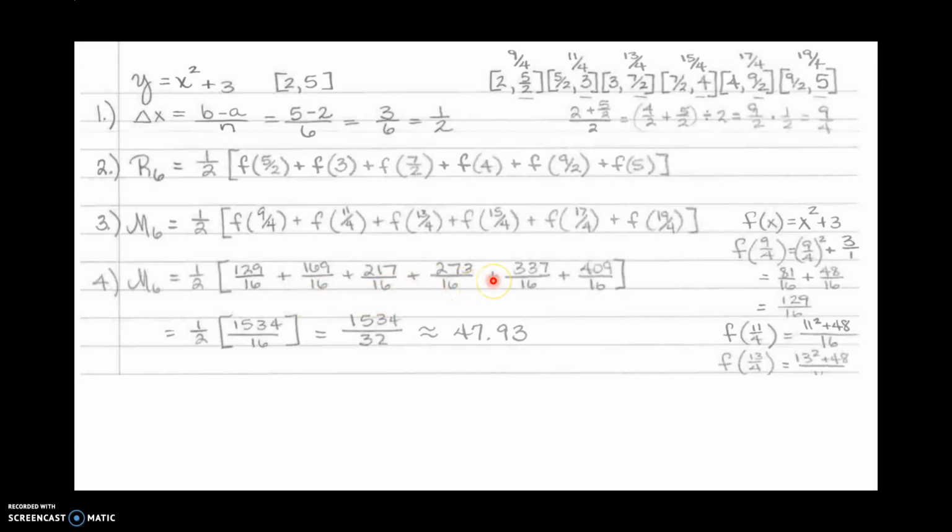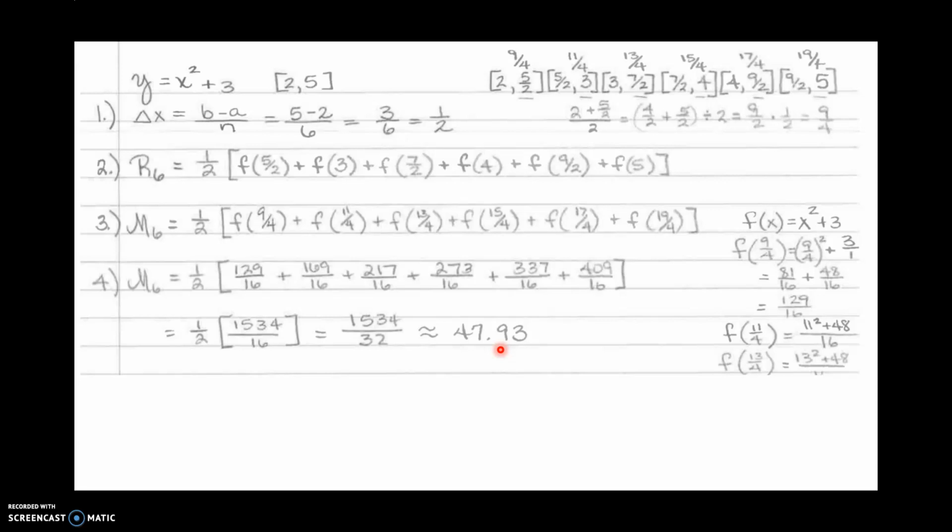And then, so we could just keep right on going. All right, and then I just added my numerators together there to get the 1,534 divided by 16. Don't forget to multiply by your change in x, that 1/2. And so that gives us our approximate area under the curve accurate to 2 decimal places.